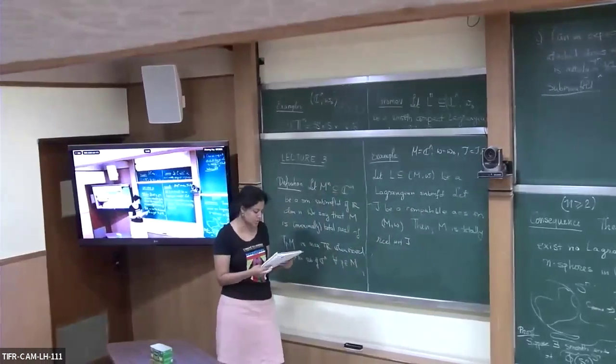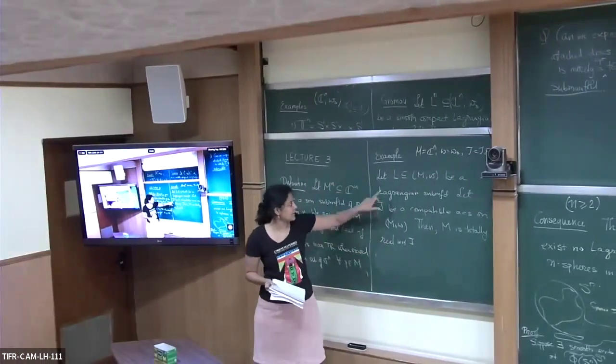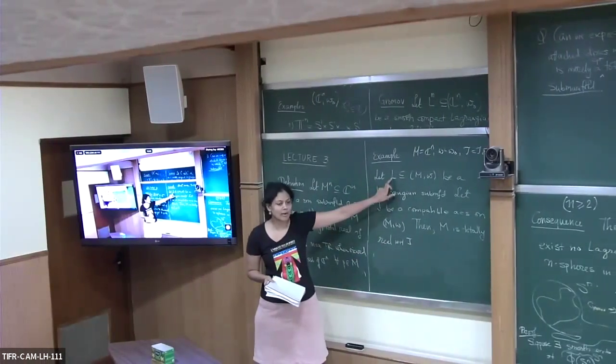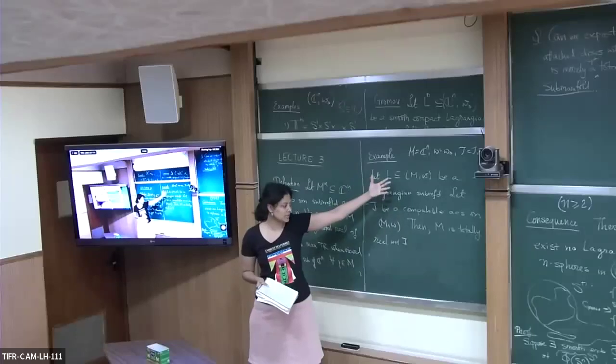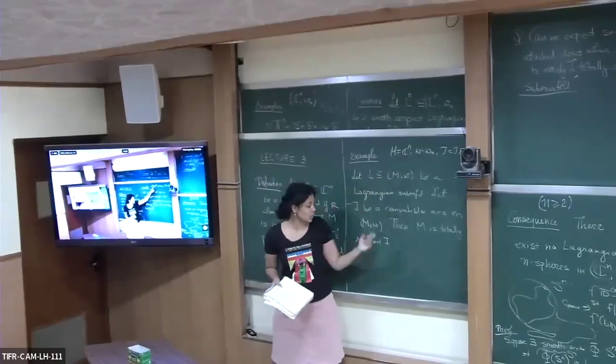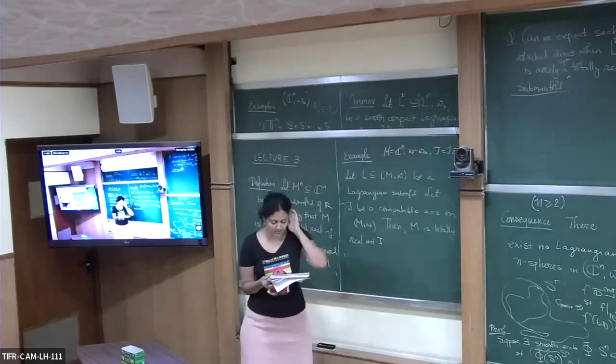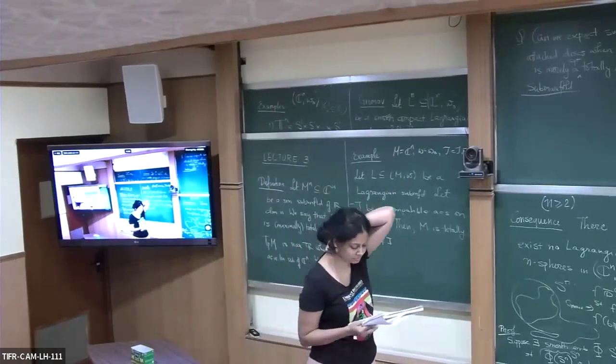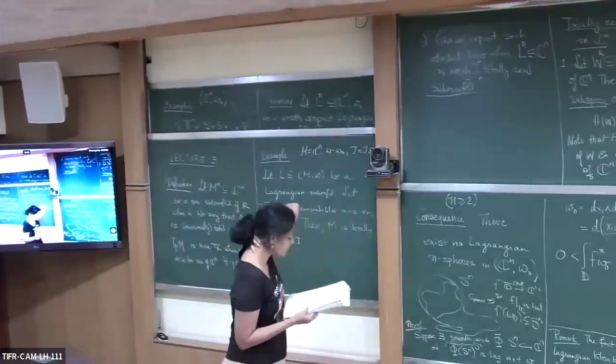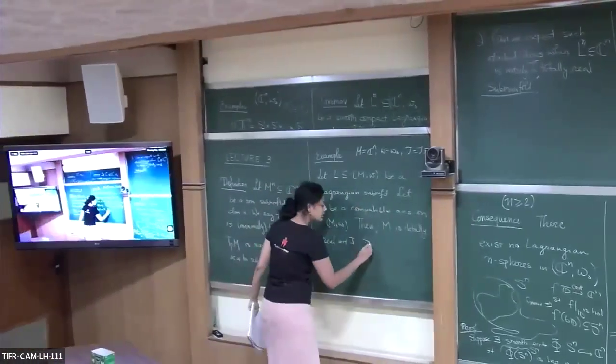So what do I need to check? I need to check that if I take the tangent space at any point of L, then it is a totally real subspace of Cn with this complex structure, okay? Which again you can take to be the standard structure. So, suppose not.